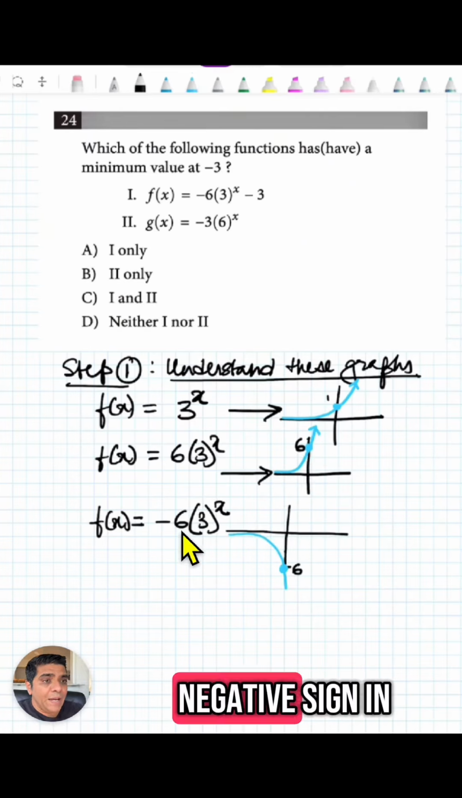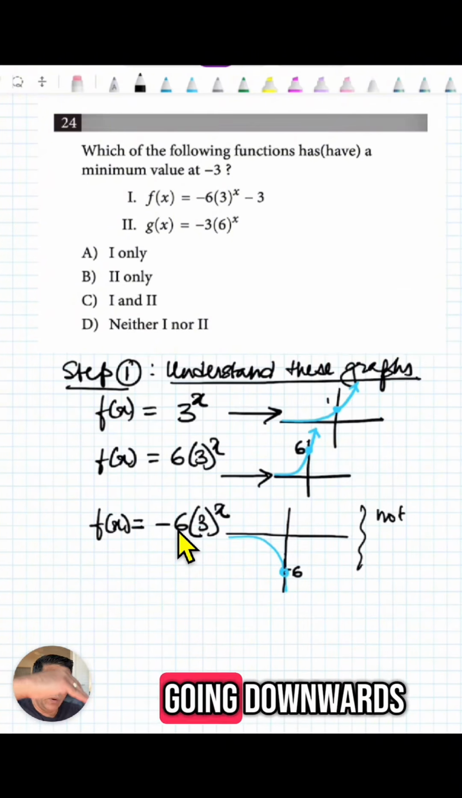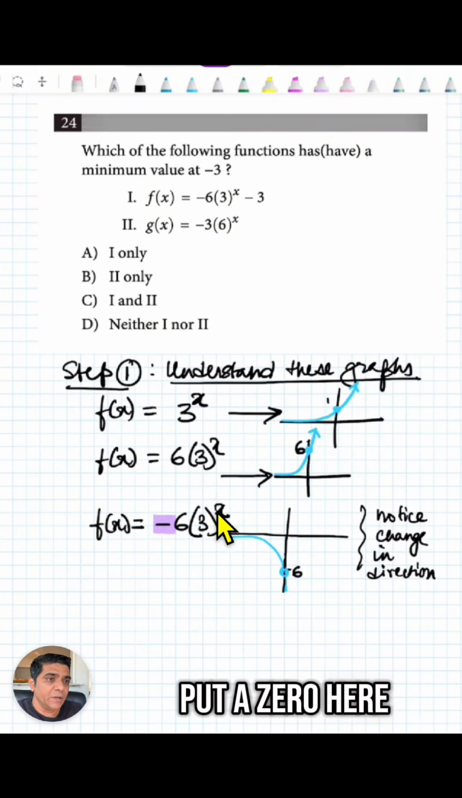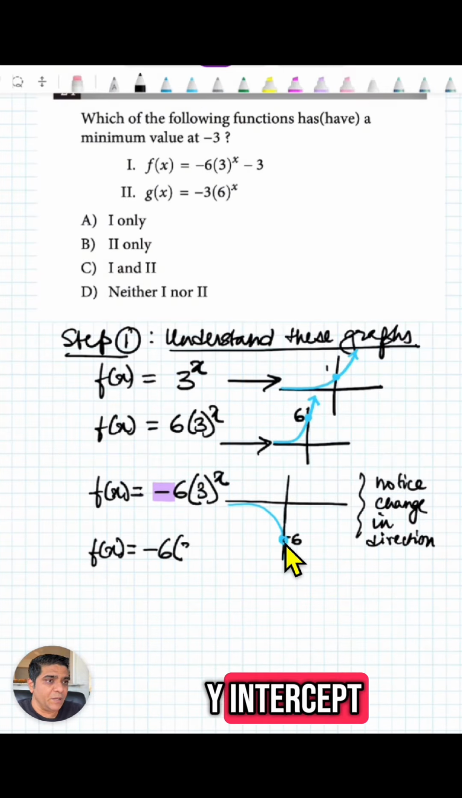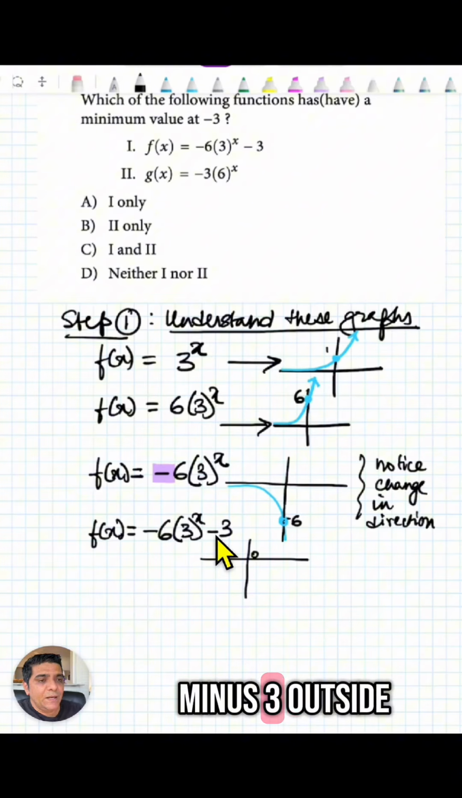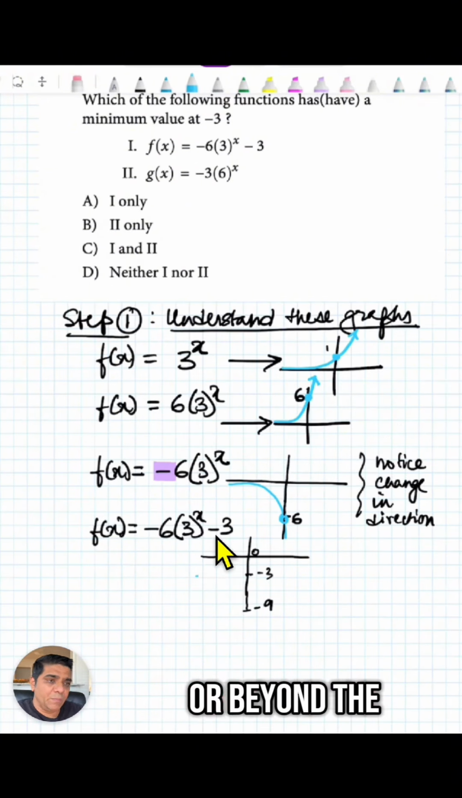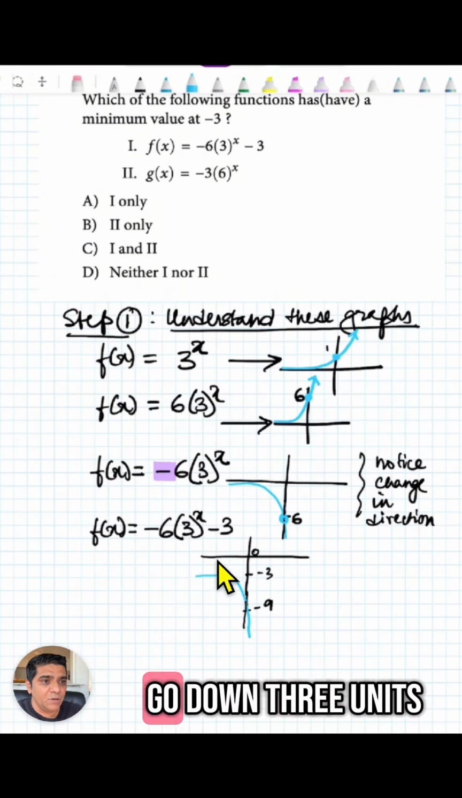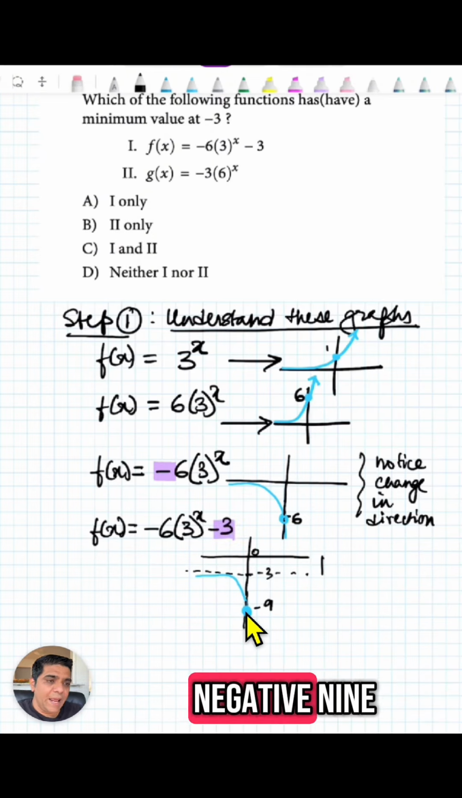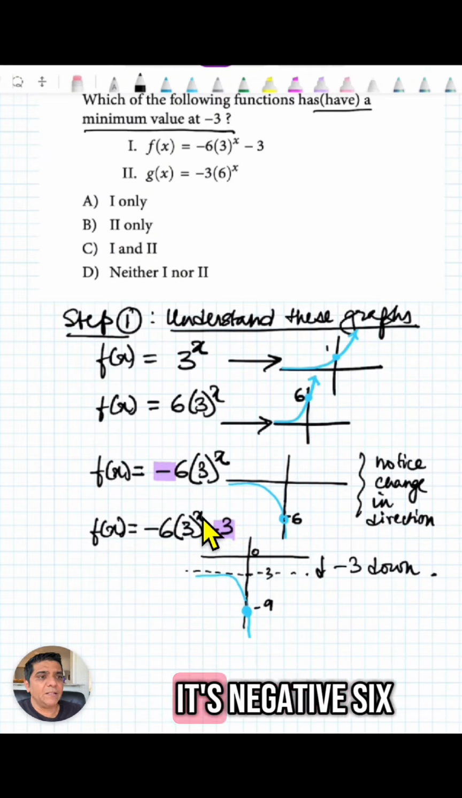But if you put a negative sign in front of the 6, now the graph is going downwards, and you see it has an intercept at -6, because if you put a 0 here, 3 to the power 0 is 1, so -6 is going to be the y-intercept. Notice the change in direction as you put a negative sign. Again, when you put -3 outside of the exponential function, the graph goes down 3 units, and it's now going to have an intercept at -9, because if you put a 0 here again, it's -6 minus 3.